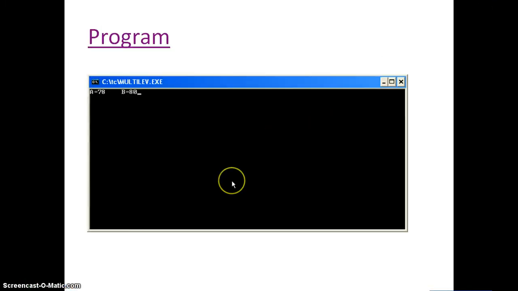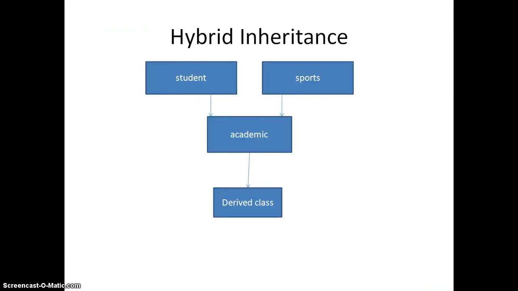So the output for this program is A equal to 78 and B equal to 80. Input was given during the runtime of the program. And we are having hybrid inheritance. Hybrid inheritance is a combination of multiple and multi-level inheritance.